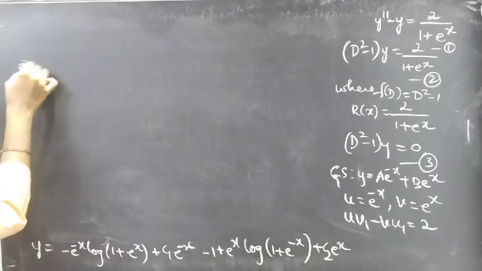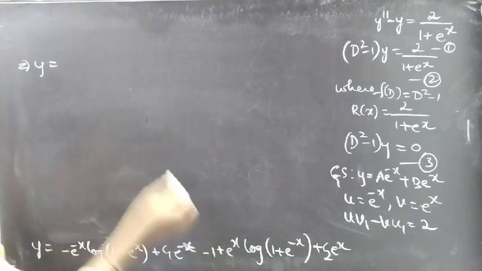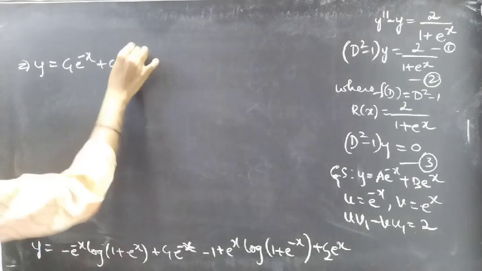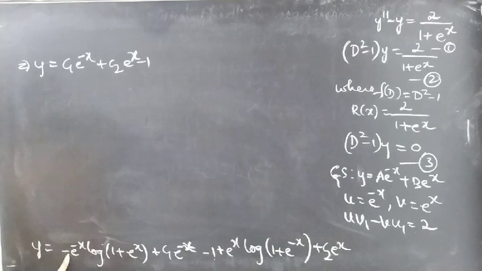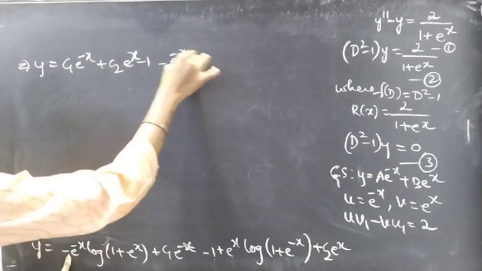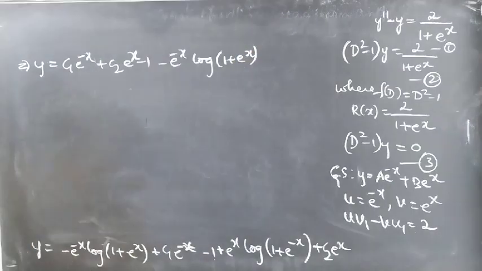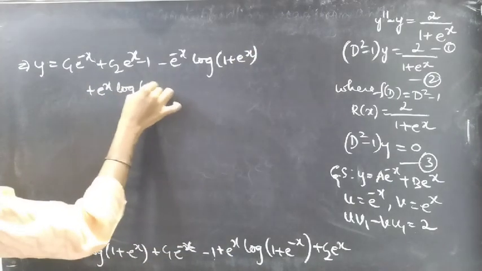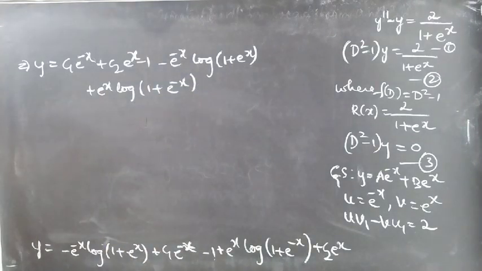Or we can write it as y equals, writing the terms involving constants, c1 e power minus x plus c2 e power x minus 1 minus e power minus x log of 1 plus e power x plus e power x log of 1 plus e power minus x. So this completes part 2.